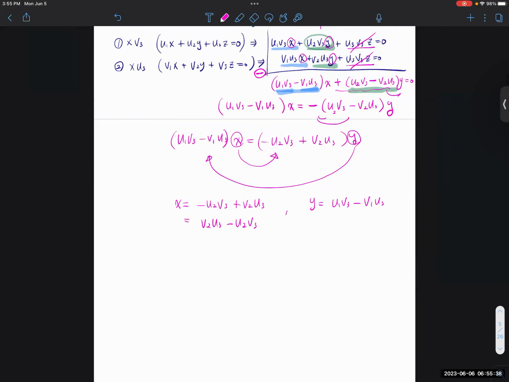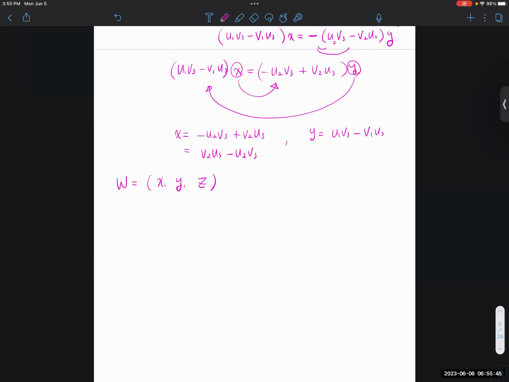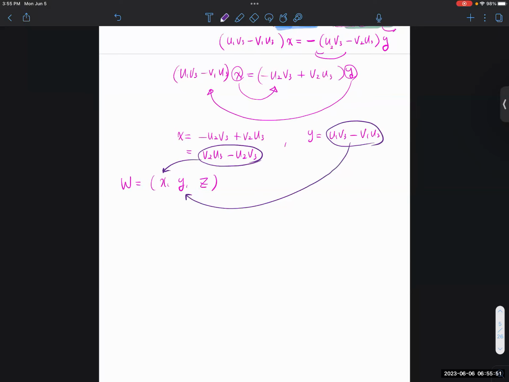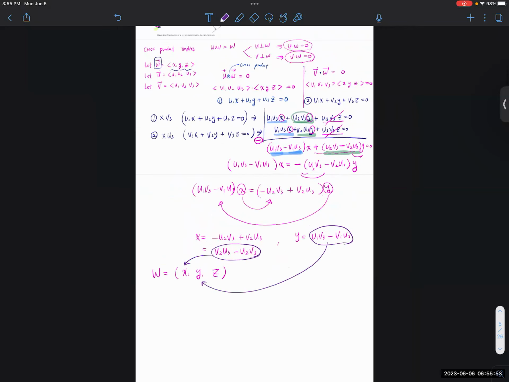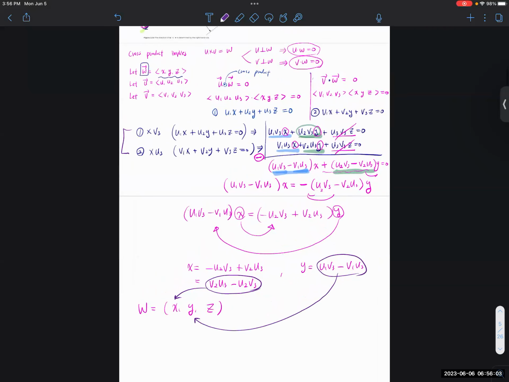So we have W as X, comma, Y, comma, Z. We just found out X is this one, and Y is this one. And if you keep on going, multiplying another one and removing another term, likewise you can find out Z. But I'm going to skip that work. I'm just showing you how we can solve for X, Y, Z.